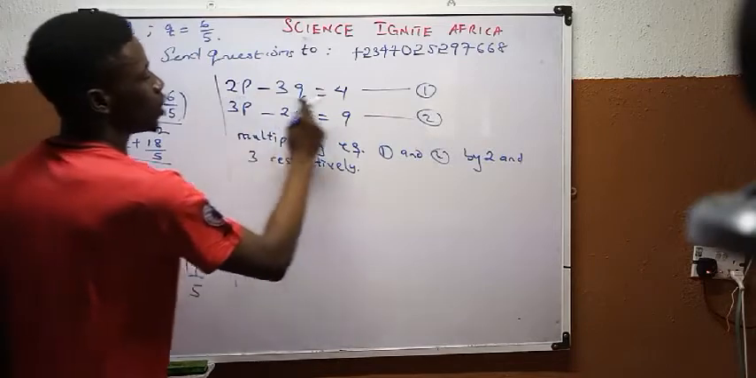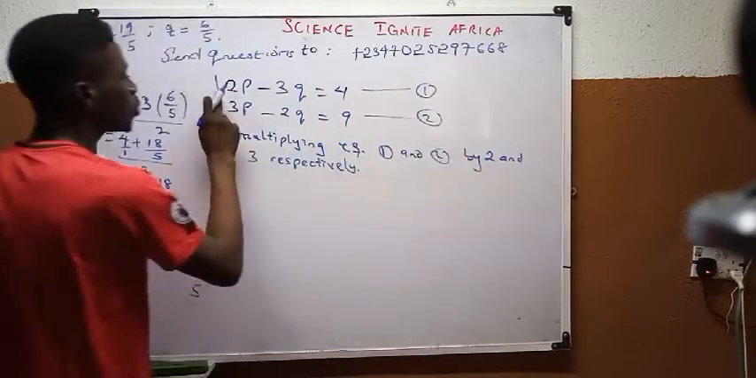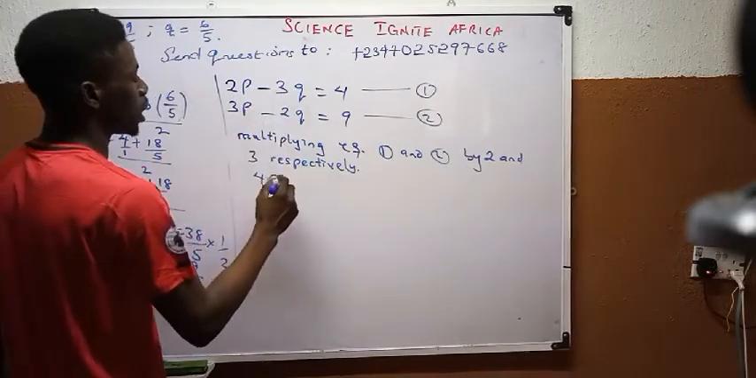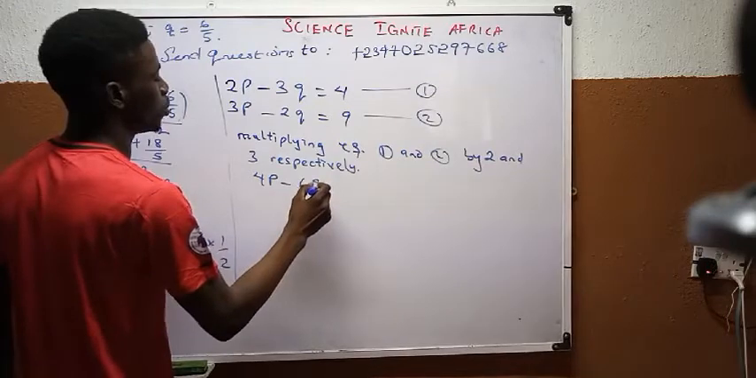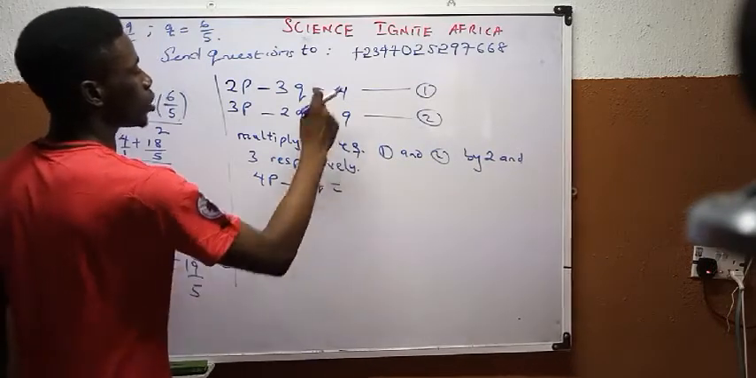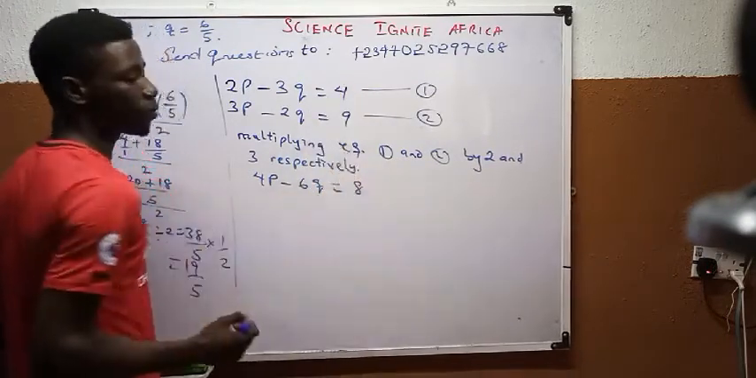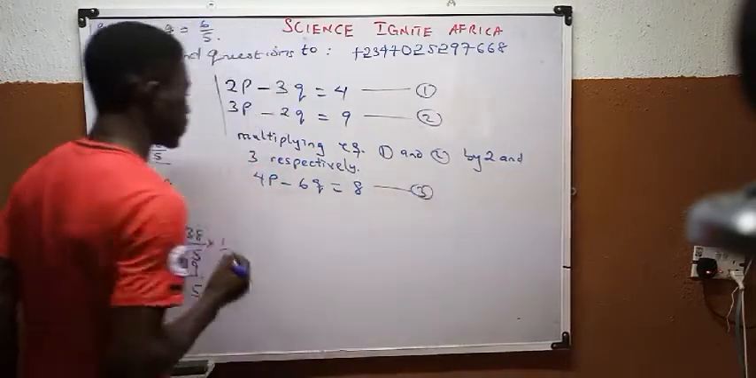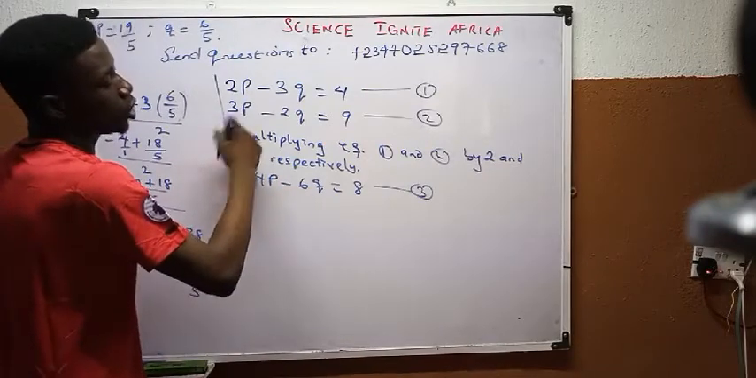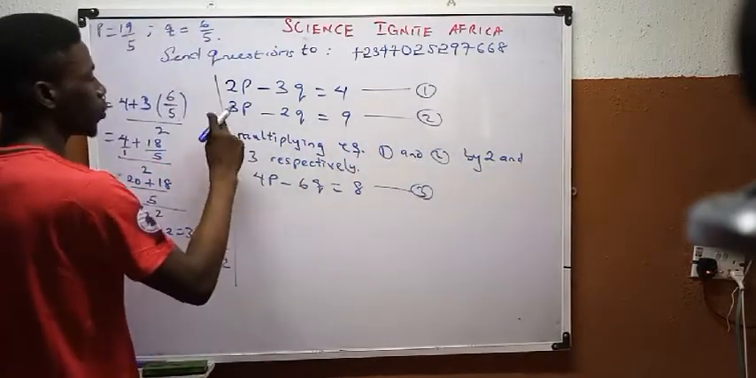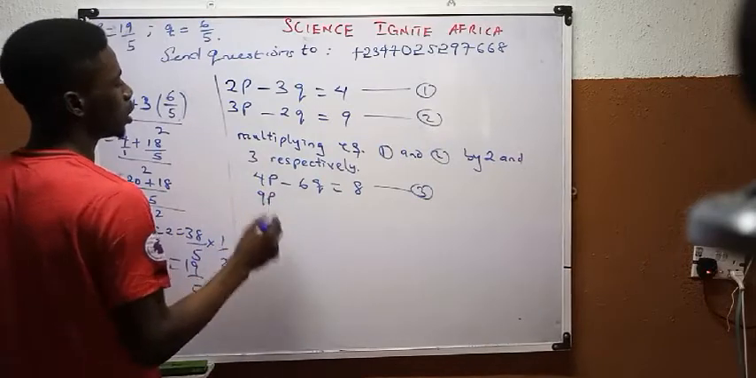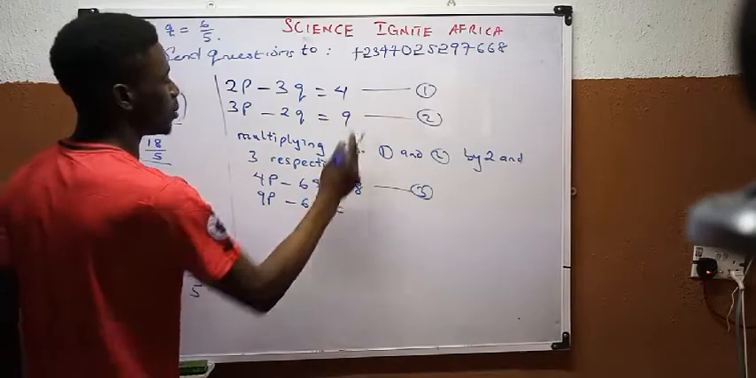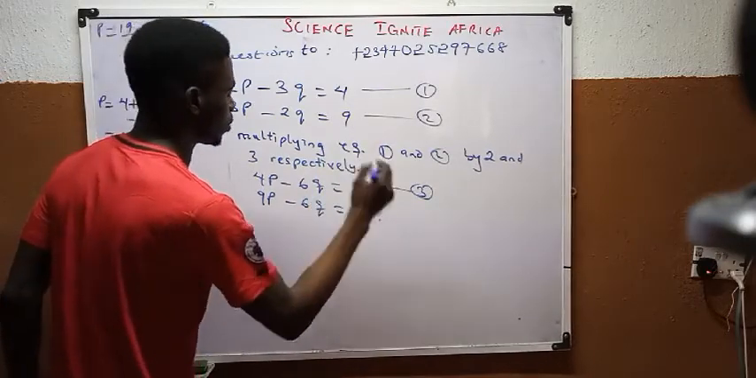So let's do that. If we multiply the whole of equation 1 by 2, then 2 times 2 is 4p, 2 times minus 3 is minus 6q, equals 2 times 4, which is 8. So we have another equation. You can choose to call this one equation 3. Then coming down to equation 2, we're multiplying by 3. So 3 times 3p is 9p, 3 times minus 2q is minus 6q, and 3 times 9 is 27.